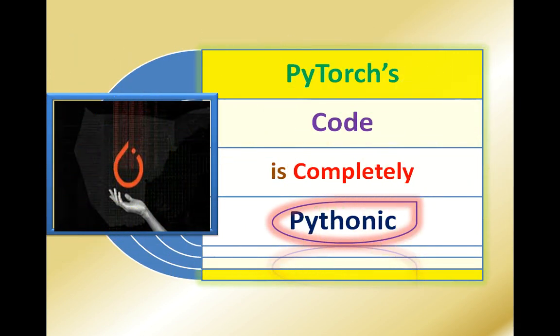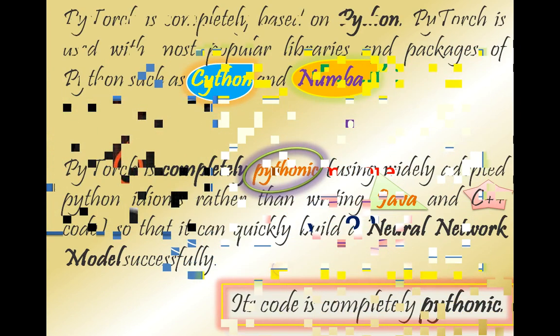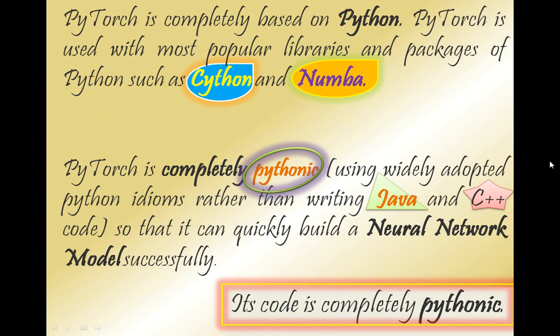Next feature is PyTorch's code is completely Pythonic, which means it is completely based on Python. That means its code is written in Python rather than in Java or C++, which helps us to quickly build a neural network model successfully. PyTorch is used with most popular libraries and packages of Python such as SciPy and NumPy. So we can say that its code is completely Pythonic.